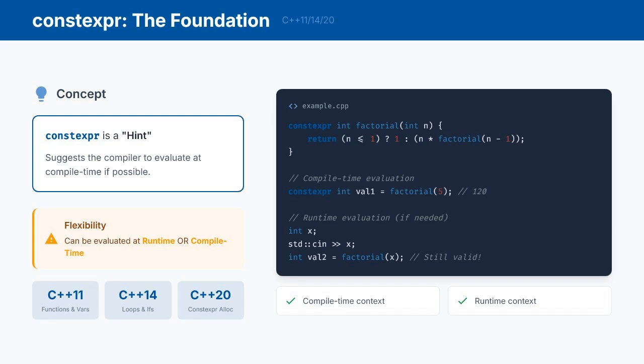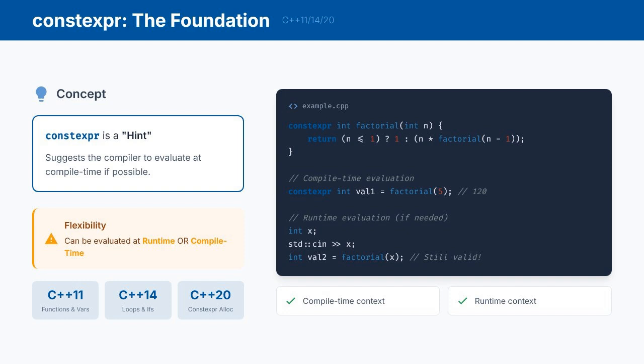Let's start with constexpr, introduced in C++11. The constexpr keyword is a hint to the compiler. It suggests that a function or variable could be evaluated at compile time. But here's the key point. Constexpr does not guarantee compile time evaluation. Whether it happens at compile time or runtime depends on the context.